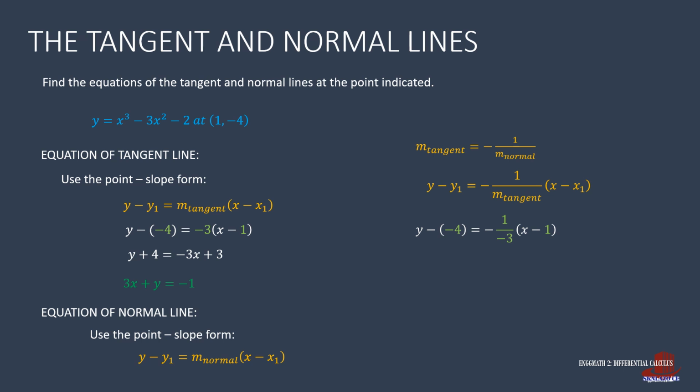The negatives of the slope cancel out, and by cross multiplication, the function becomes 3 times the binomial y plus 4, and this is equal to x minus 1. Distribute the constant and have 3y plus 12 equal to x minus 1. Arrange the terms to have x minus 3y equal to 13. This is the equation of the normal line.